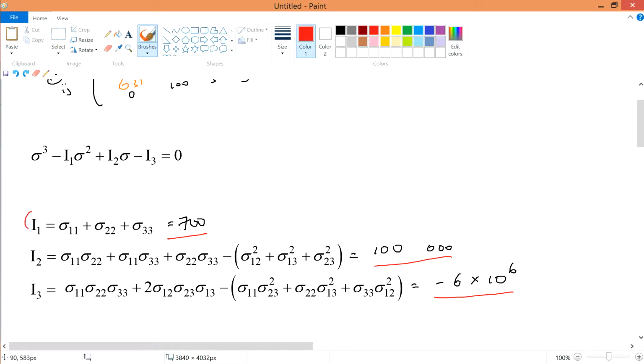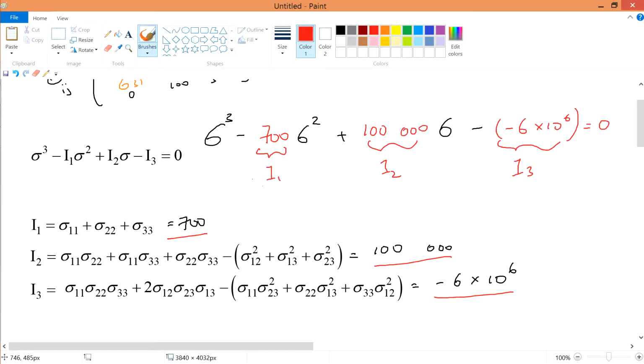So now I have my I1, I2, I3. I'll simply substitute them into all this. What I have is your I1, your I2, and I3. You can double check with this formula. So I'll just take a look and compare with the numbers.